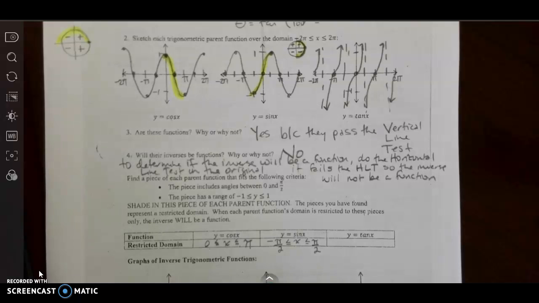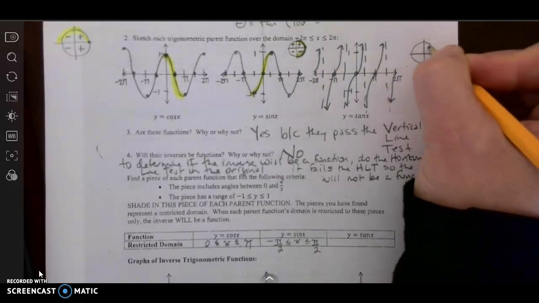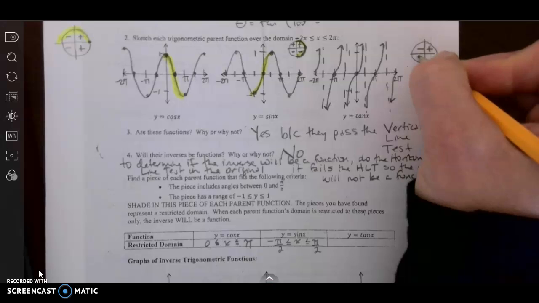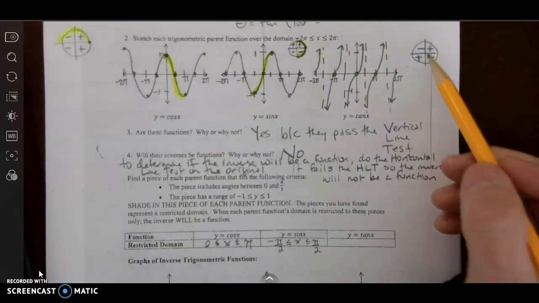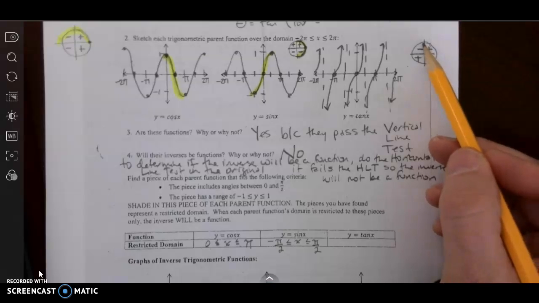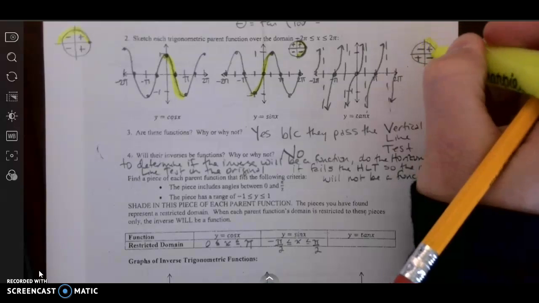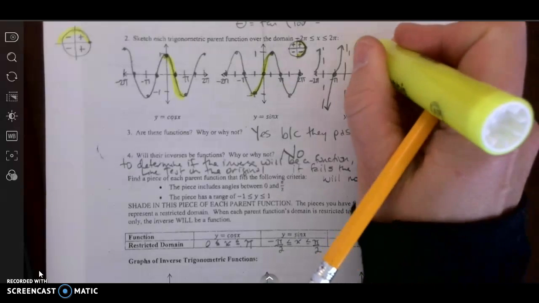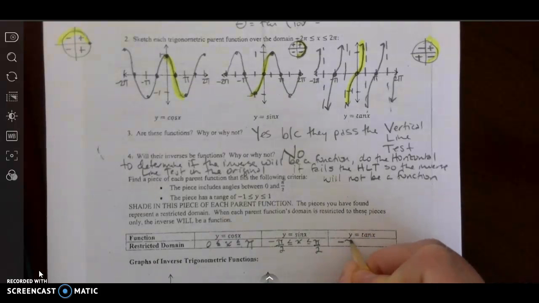All right, and the last one, tangent. Think about tangent. Tangent is positive, negative, positive, negative. But we have an asymptote here, which makes this not continuous. So we want this piece, just like we had for sine, for the inverse. So we are going to look at negative pi over 2 to pi over 2.